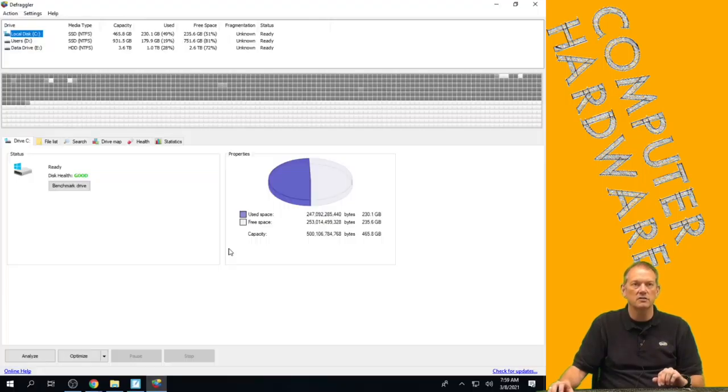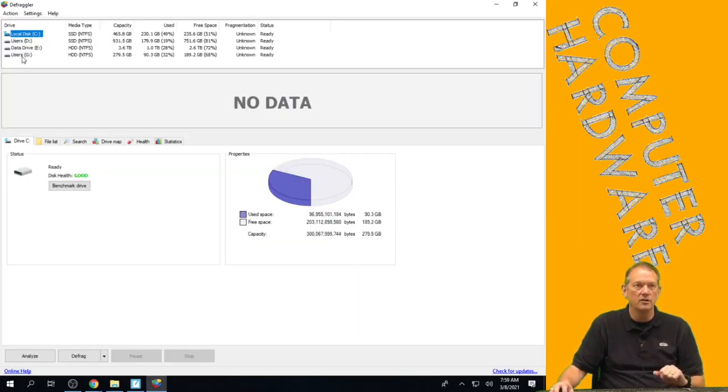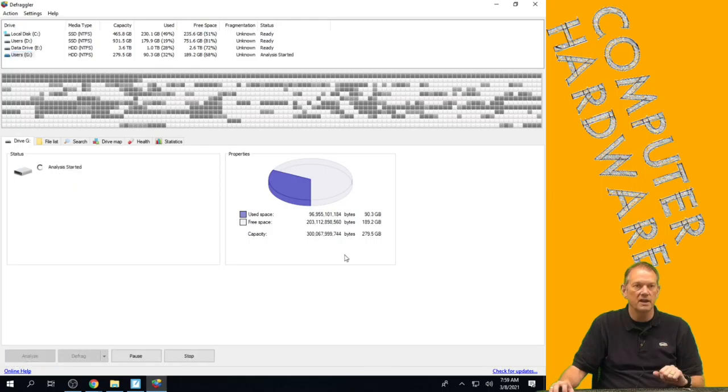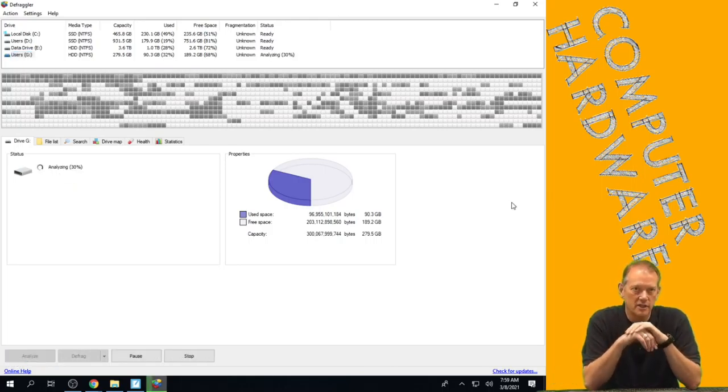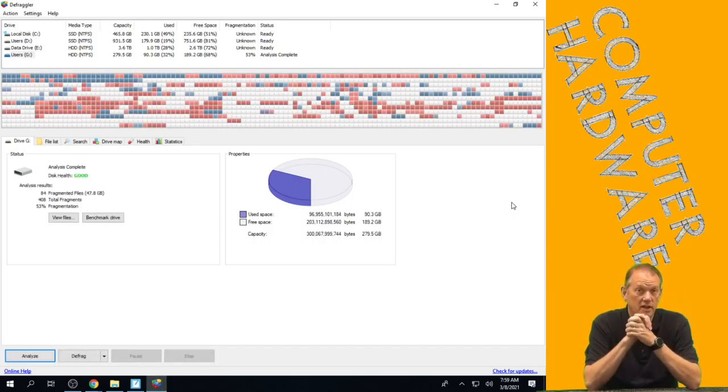Defraggler does a little different job. I'm going to go ahead and go to that G drive again. I'm going to analyze it and see what Defraggler says and how many fragments, and I've already defragmented half the drive as of this recording. It says it's 53% fragmented. Holy moly, that's a big difference. And that's why I don't trust the Windows defragmentation program.